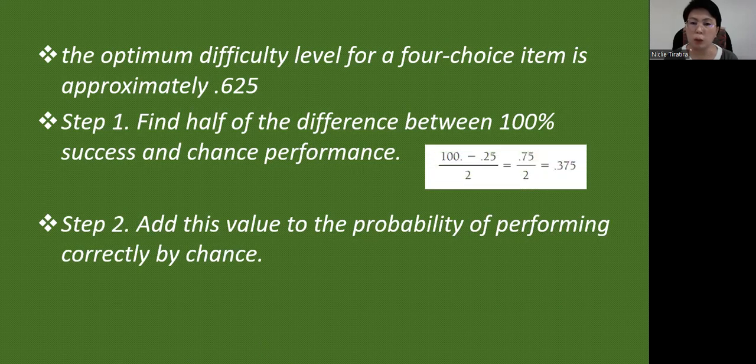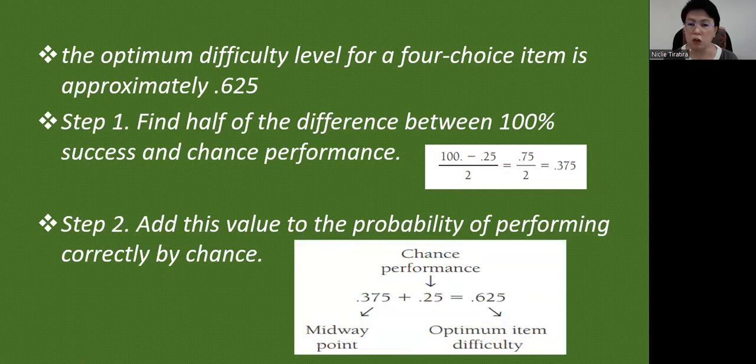And how do we do step 1? Say, for example, you have 100% minus the 0.25 probability, over 2. That would mean 0.75 over 2 is 0.375. For step number 2, the chance performance is 0.25, and you add that to the midway point that we got from the formula in step 1. And when you add this, you will get an optimum item difficulty of 0.625.